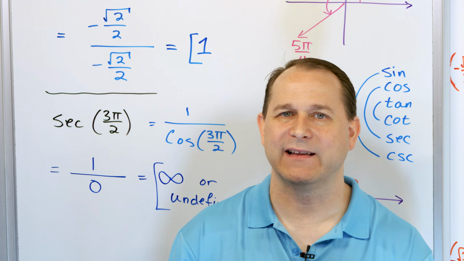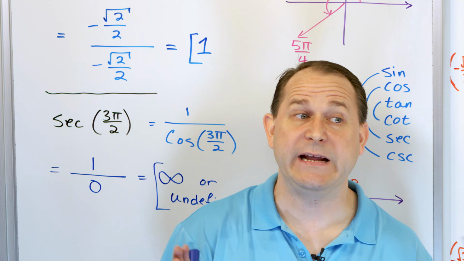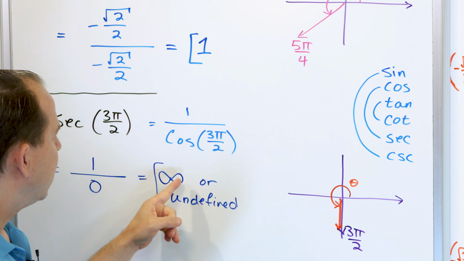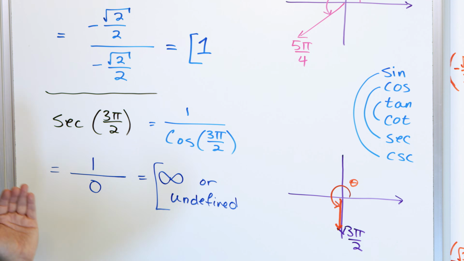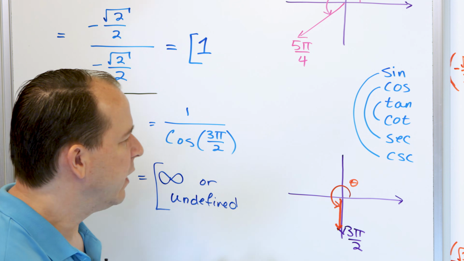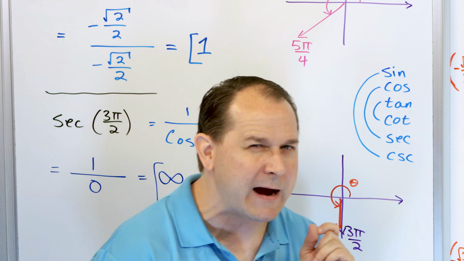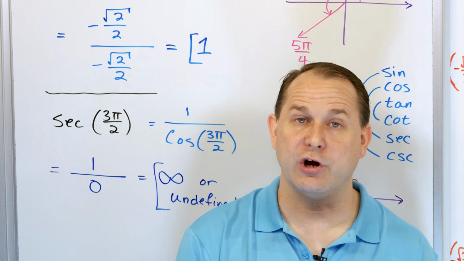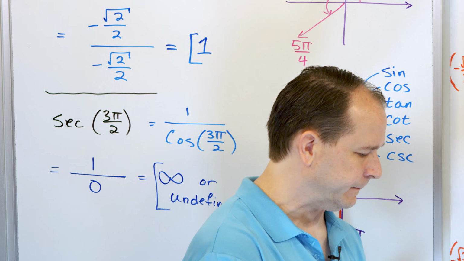So when we graph these later on, we'll see these things shoot up to infinity at certain angles. And this is one of those angles. At 3 pi over 2, you get an infinity in the secant curve, or you can just call it undefined if you want to. Basically, if you get really close to 3 pi over 2, it shoots up or shoots down negative depending on which way you're going, but it's going to infinity one way or another.